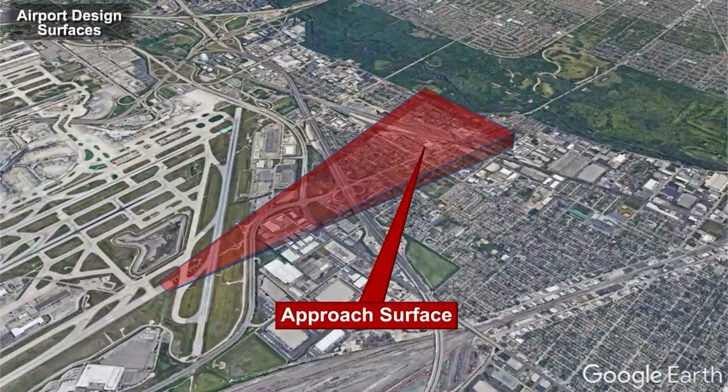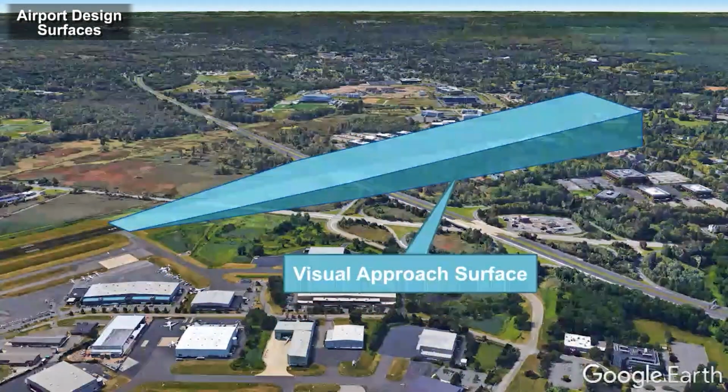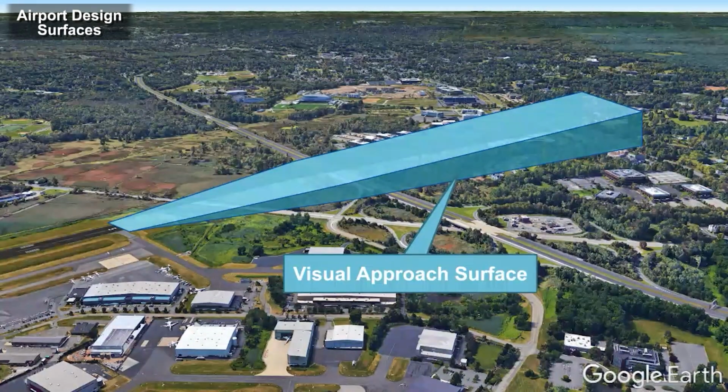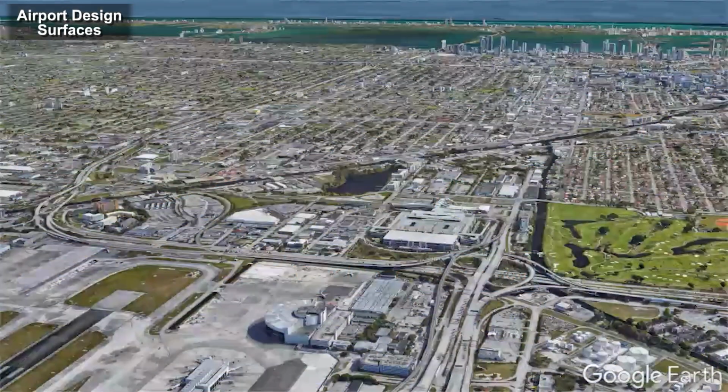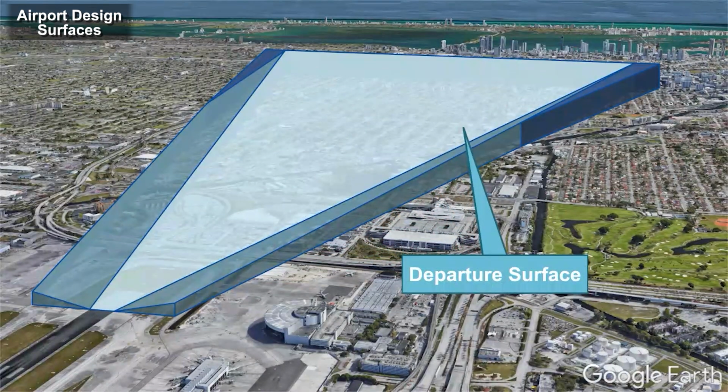For runways with visual operations only, the approach surface has a trapezoidal shape and is shorter and steeper than surfaces for instrument approaches. The FAA provides runway departure surfaces to ensure clear and safe standard instrument departure procedures. These surfaces protect aircraft during the initial climb after takeoff.